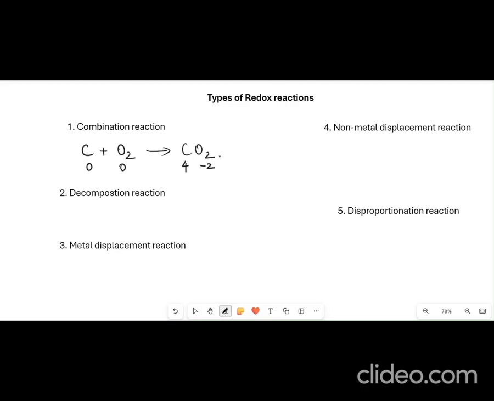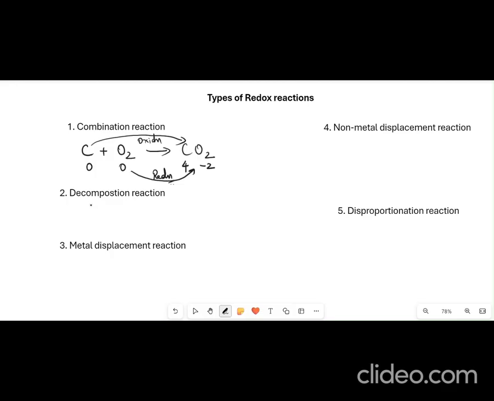So what does this show? Carbon is being oxidized, and oxidation has taken place, and oxygen from 0 to minus 2, here it has been reduced. So reduction of oxygen. So this is a redox reaction. Let's go for the decomposition reaction.